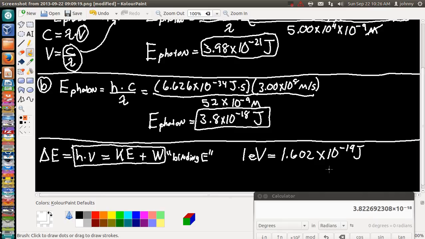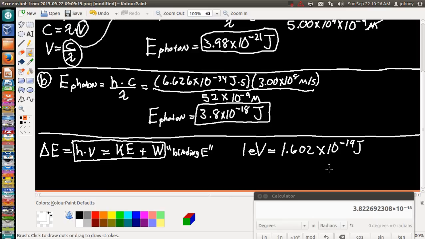So now they ask us to calculate the kinetic energy. What we're going to do is solve this for KE. So the kinetic energy is going to equal our H times V minus our binding energy. All I did was subtract W from both sides and move it to the other side. So we're going to be using this, and we're going to be using this.